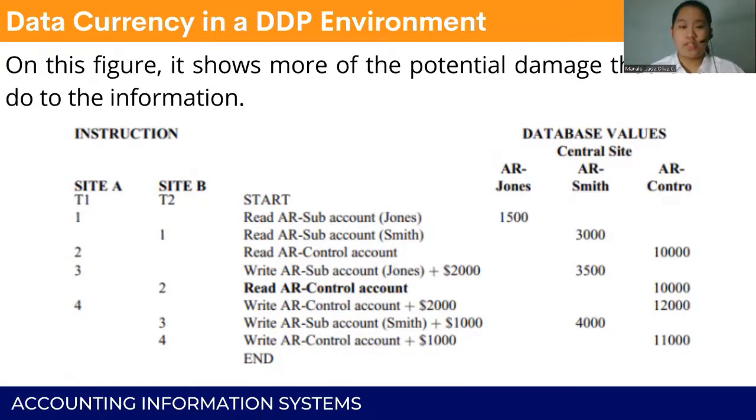Using the same computer logic as before, consider the processing of two separate transactions from two remote sites. First, transaction 1, or T1, is the sale of $2,000 on account to customer Jones from site A, and transaction 2, or T2, is the sale of $1,000 on account to customer Smith from site B. The following logic shows the possible interweaving of the two processing tasks and the effect on data currency.